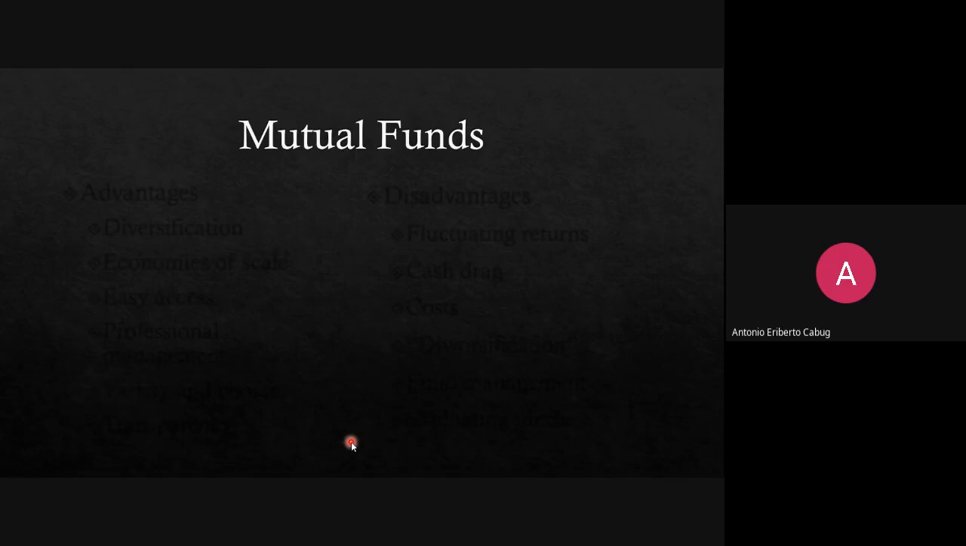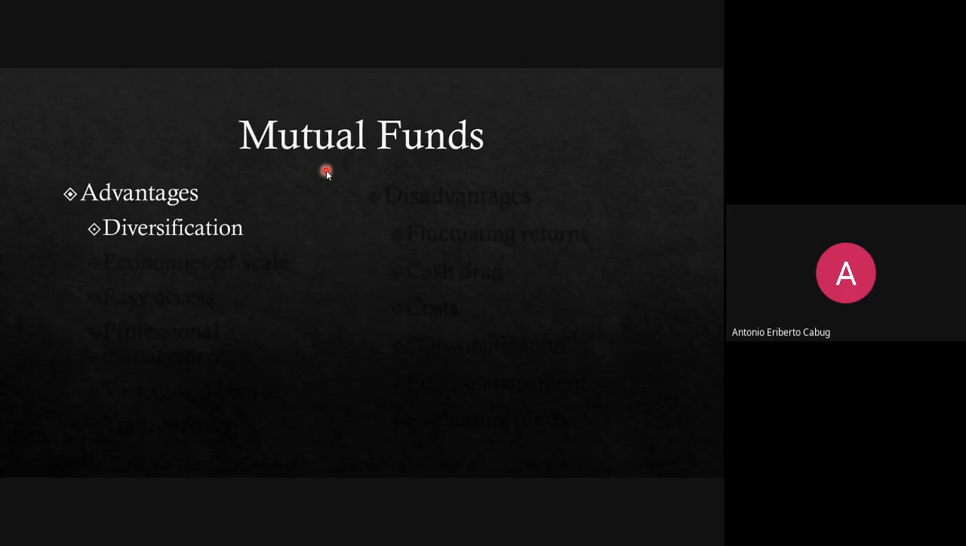Okay? One more slide. So, what are the advantages and disadvantages of investing in a mutual fund? One of the advantages of investing in a mutual fund, as I have discussed a while ago, is diversification. Okay? What does it mean when there is diversification? When the performance of one company is not good, at least there are other companies who are expected to do good.